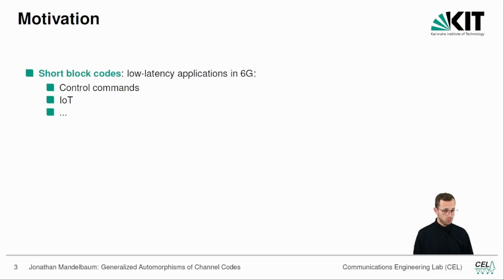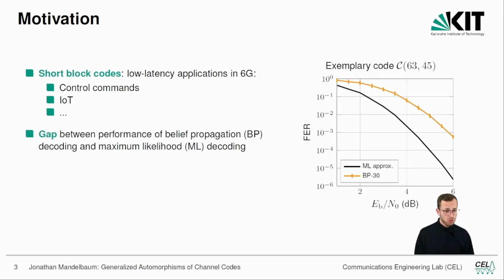Let me start with a short motivation. In future 6G applications, low latency will play an important role, for example for the communication of control commands or in an IoT setup. However, for such low latency applications, short block codes are required. Yet, for short block codes, there still exists a considerable gap between belief propagation decoding and maximum likelihood decoding.